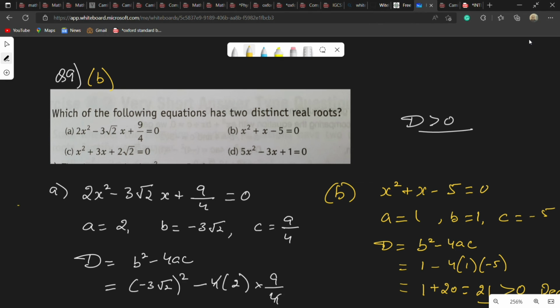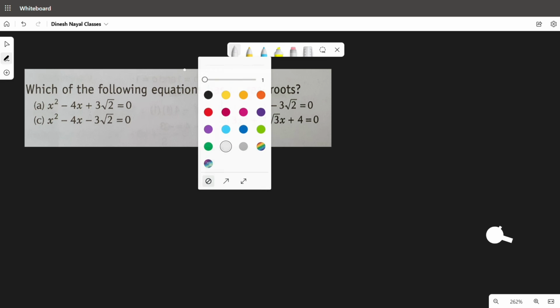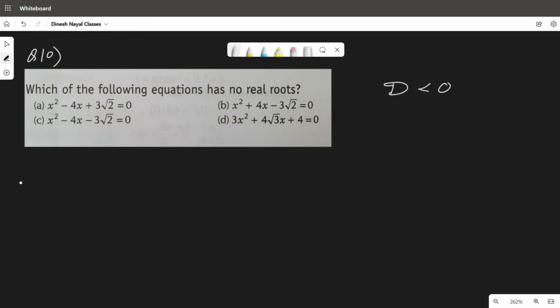Now coming to the next question, question number 10. So this is question 10. Which of the following equations has no real roots? Again, no real roots means D should be less than 0. So we are going to find which among these equations gives less than 0.